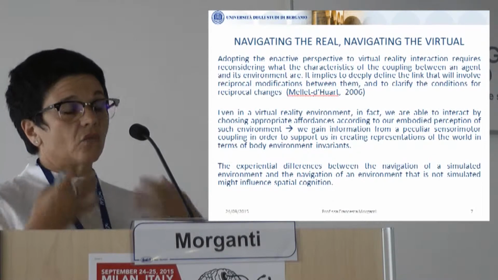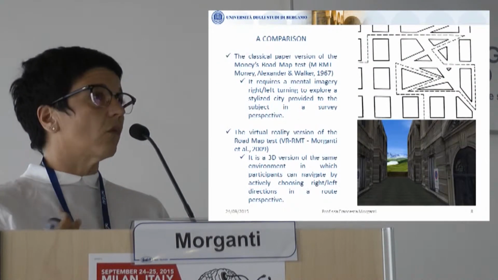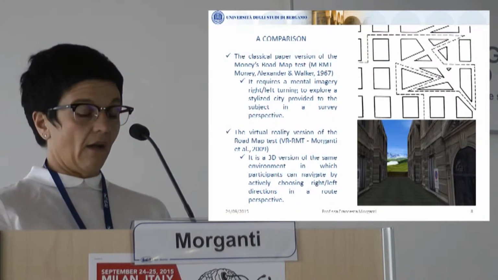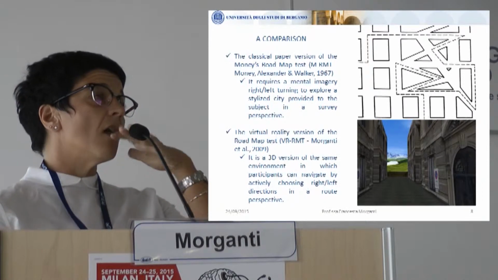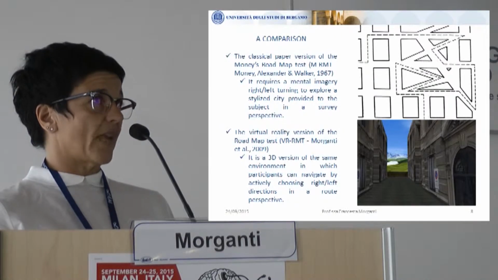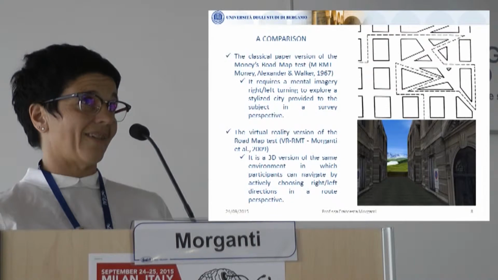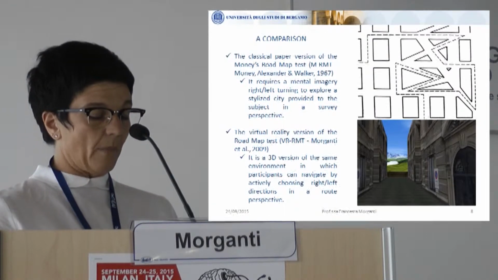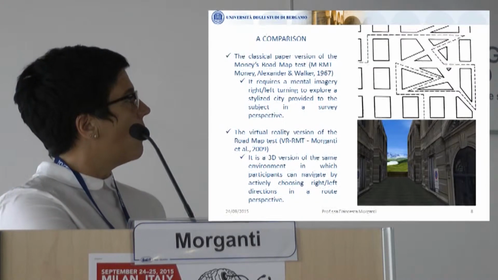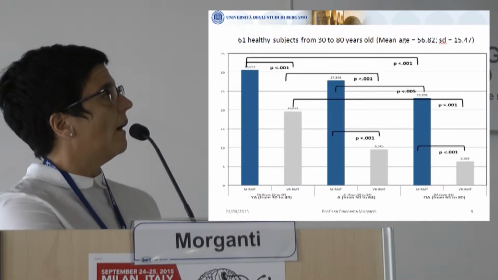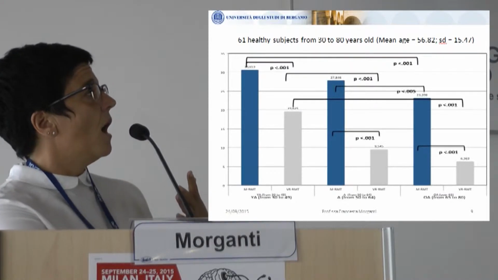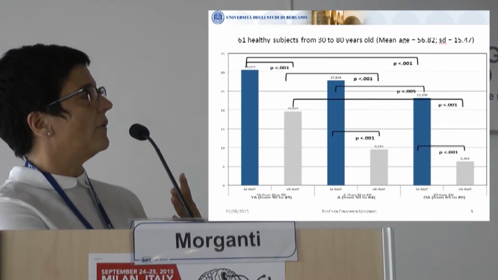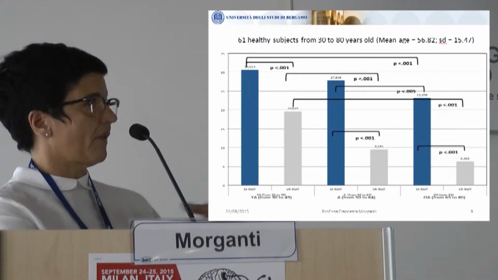So I started to think about what to compare. In the last years, with Giuseppe and the colleagues of the Istituto Auxologico, we developed a virtual simulation of a classical neuropsychological test. It is one of the main tests used for assessing orientation in a complex environment in neuropsychological patients, the Money Road Map test. It's a test in which you have to follow a pathway and tell the experimenter, the clinician, which kind of turn you have to do to reach the next landmark. So if you are here, you say, I'm turning right, here I'm turning again right, here I'm turning left, and so on.